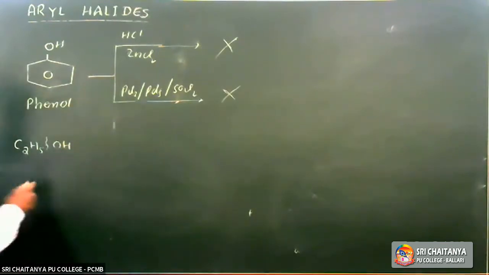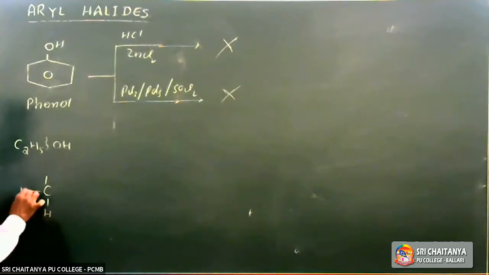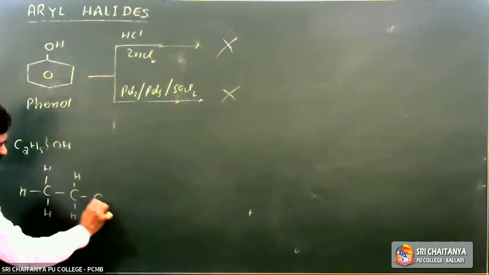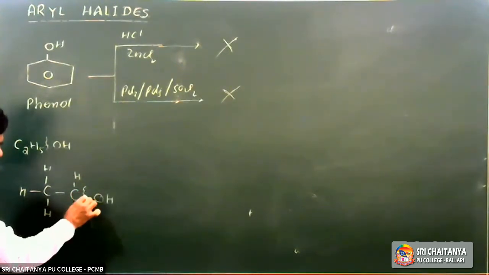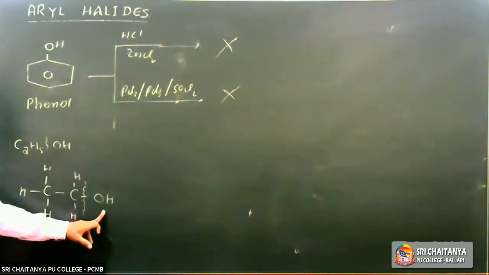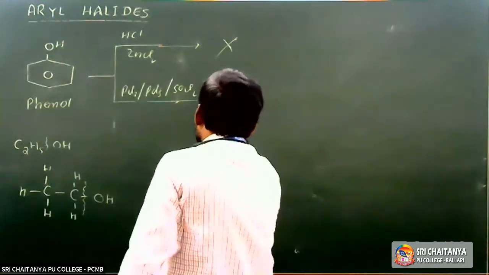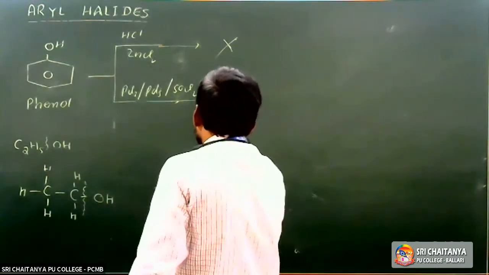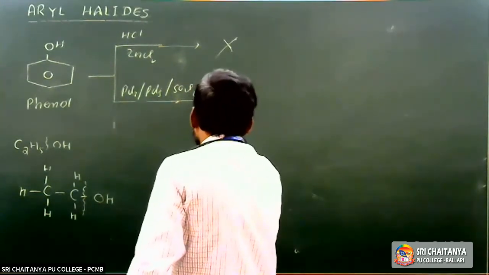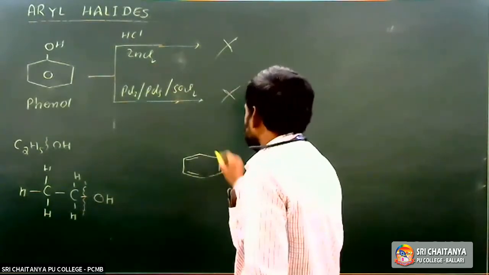Because in alcohols the C-OH bond can be easily broken. It is CH3, next CH2, next OH. Here this C-OH bond can be easily broken. Whereas in phenol, the C-O bond has a partial double bond character. It is a pi bond.